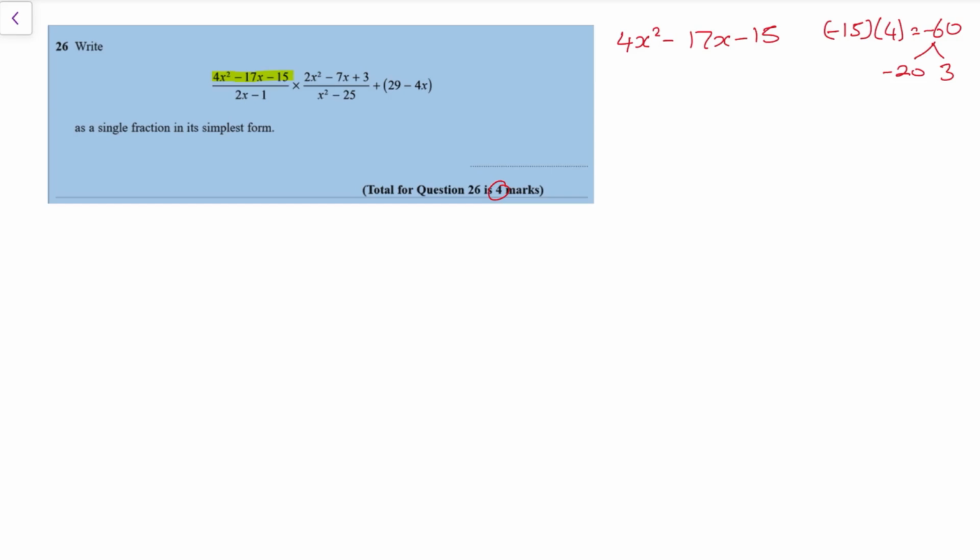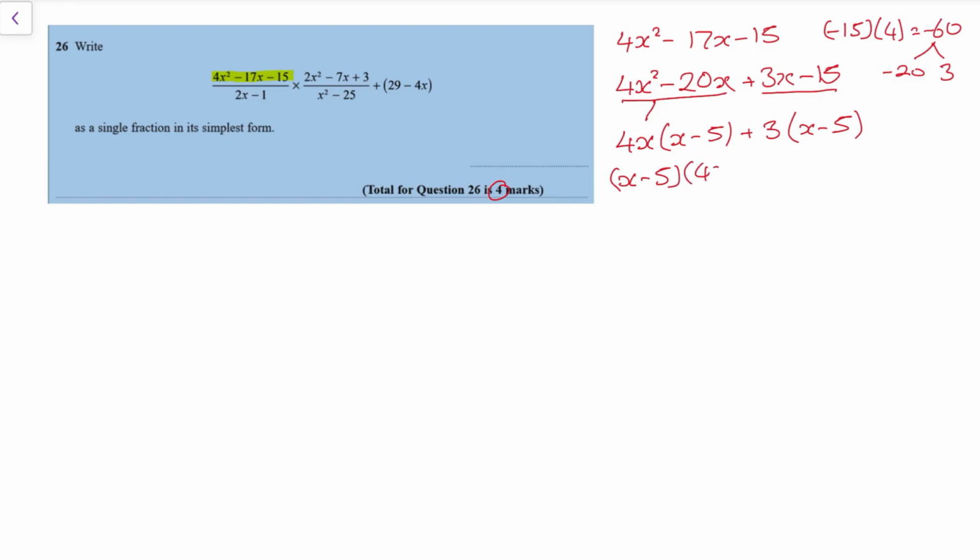So then if I write my original expression out as 4x squared minus 20x plus 3x minus 15, what I can then do is factorise the bit on the left and factorise the bit on the right. The bit on the left becomes 4x(x minus 5), and the bit on the right, I want to see an x minus 5. So if I take a 3 out, I do indeed get an x minus 5. And that is great because if I factorise out the x minus 5, that leaves behind a 4x and a plus 3. And I've done the first one, so the first one is done.